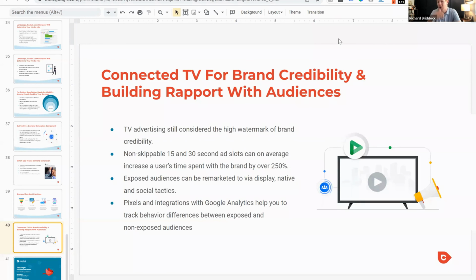And then you can remarket to the exposed users on other channels like display, native, and social, and nurture them down the funnel until they're ready to convert and do the things that you want them to do, which is become a patient. So that was very quick. Sorry about that.